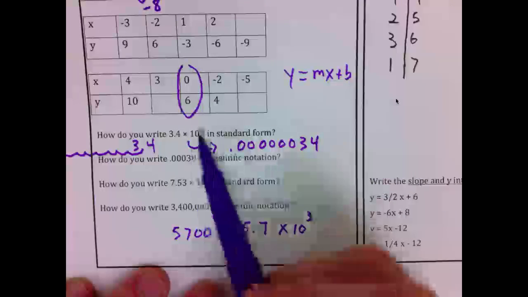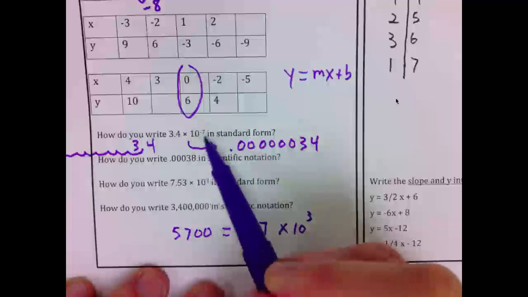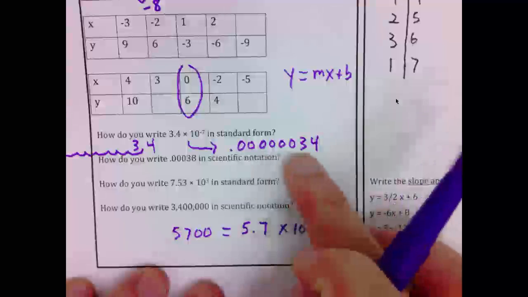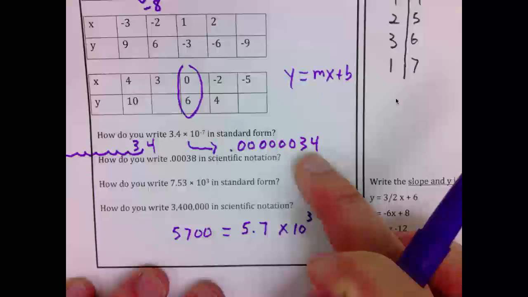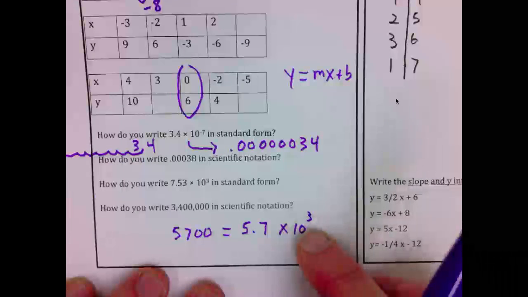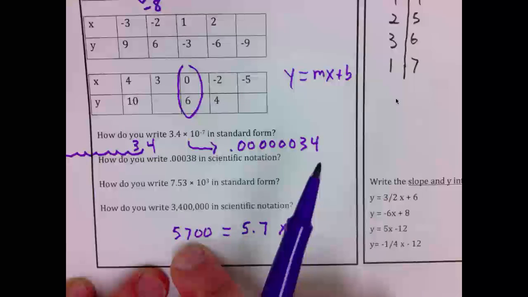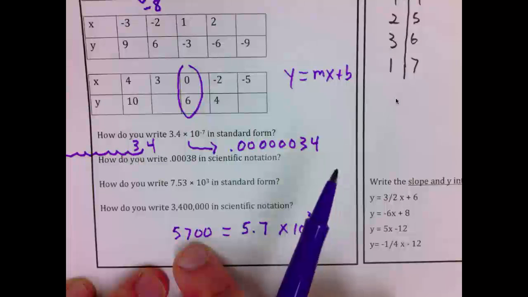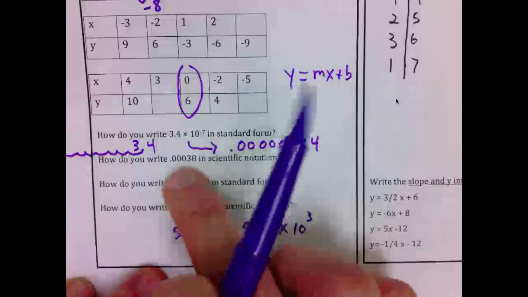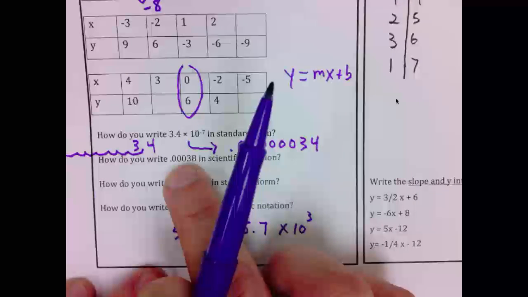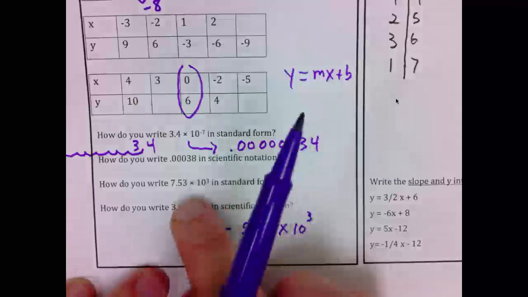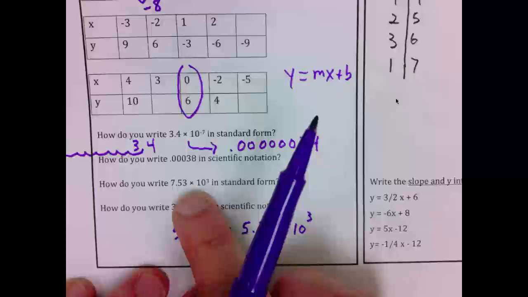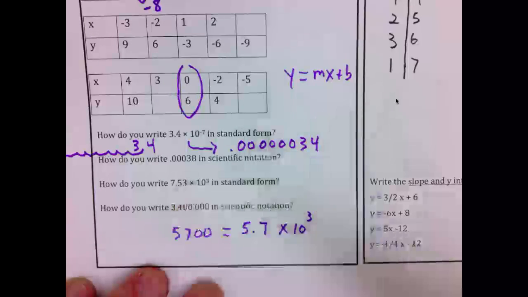Really, it's fairly easy to remember. If we have a negative exponent, it's going to be a very small number, a number close to 0. If we have a positive exponent, it's going to be a larger number. So keep that in mind as you write it. Will this one end up with a negative exponent or a positive exponent? In this case, will this be a number close to 0 or a number much larger?